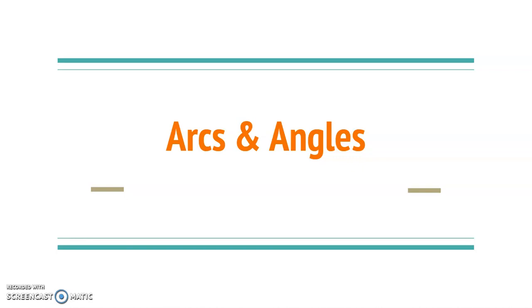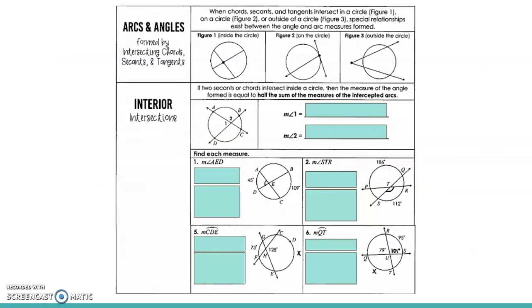We're going to continue looking at angles and arcs within circles, and this time we're going to look at angles and arcs that are formed with different parts of a circle. Those parts are our chords, secants, and tangents. When we're looking at chords, secants, and tangents, we have three different possibilities. We have them intersecting inside our circle, lying on the circle, and then the third option is lying outside of the circle.